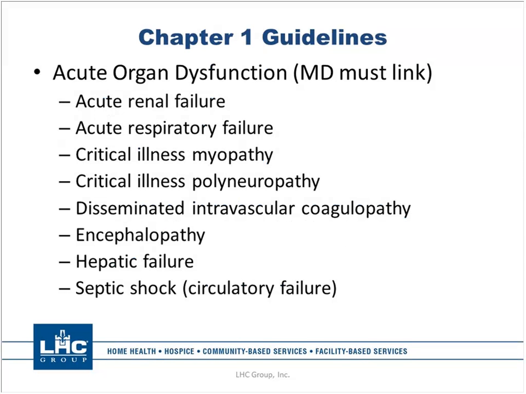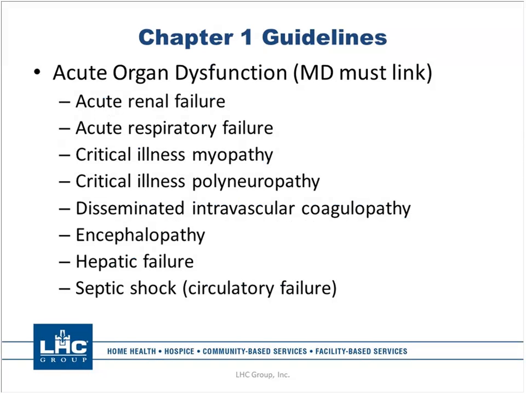So Chapter 1 guidelines, the main one that I want to point out specifically, and this has been a change from what we've been used to: there is not an automatic link anymore between organ failure or acute organ dysfunction and sepsis, even though that's what severe sepsis is. And a lot of you like to say, well, that's the definition. The definition of severe sepsis is sepsis with organ dysfunction. However, the physician is going to have to link that organ dysfunction with the sepsis for us to code it that way as severe sepsis.